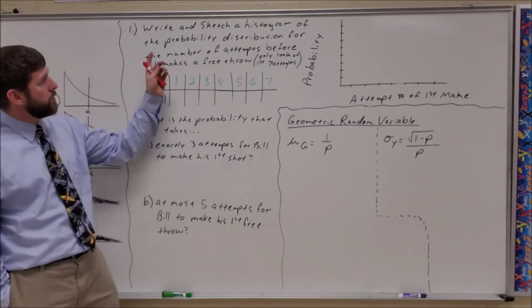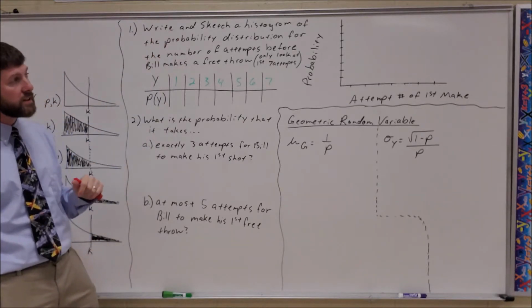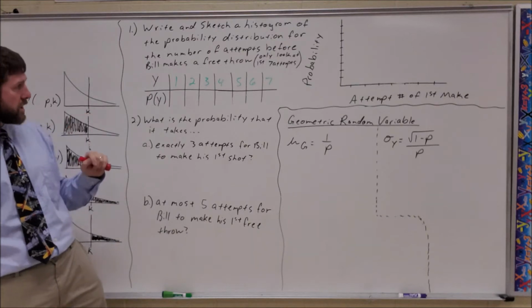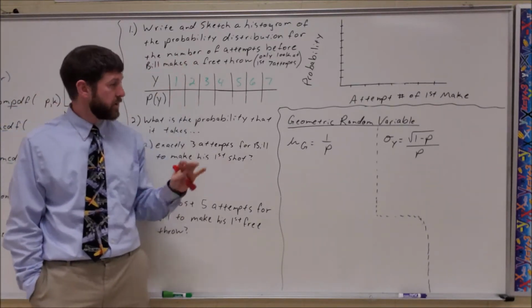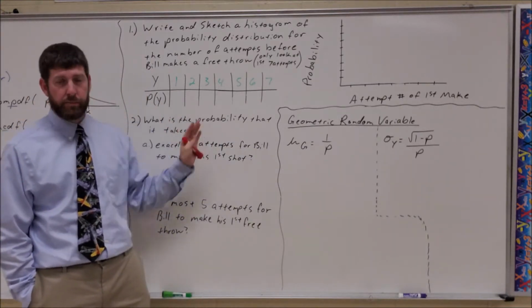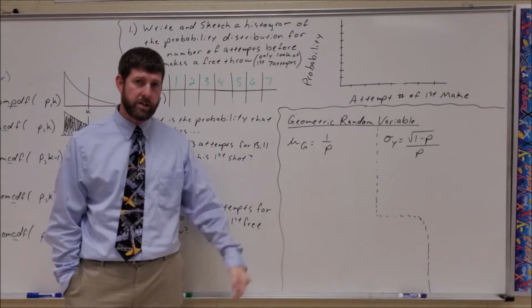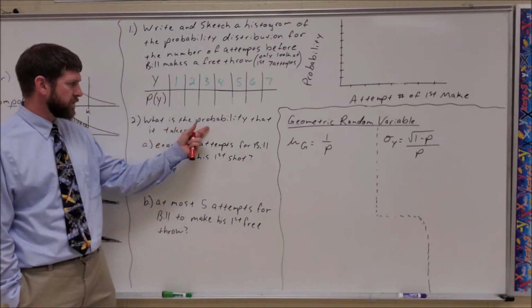Now let's work through a few examples. Here I want you to write and sketch a histogram of the probability distribution for the number of attempts before Bill makes a free throw. We're only going to look at the first 7 attempts, because technically this could be an infinite series, right? He could potentially never make a shot again. He can miss every single one of them. So let's look at the first one here.